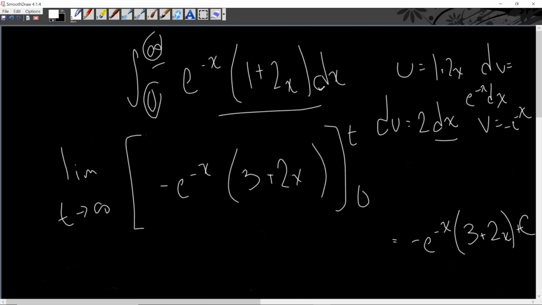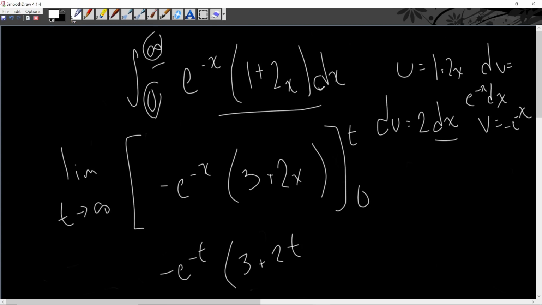Alright, and so let's plug these in. We're going to have negative e to the negative t times 3 plus 2t, and then we're going to have negative e to the 0, so negative 1, and then 3 plus 2 times 0, which is 3, so negative 1 times 3, so positive 3. I don't think we need to do anything to make that simpler. From here we simply do the limit as t approaches infinity of this.